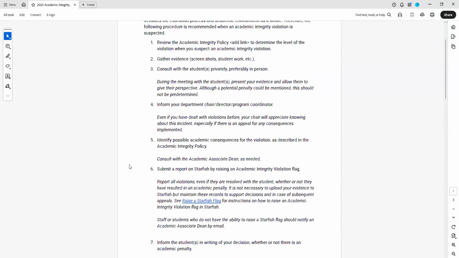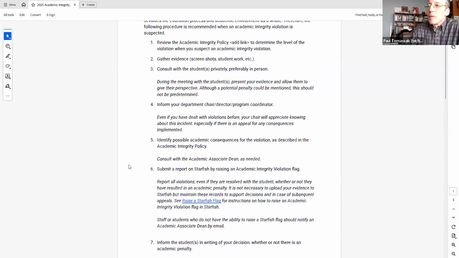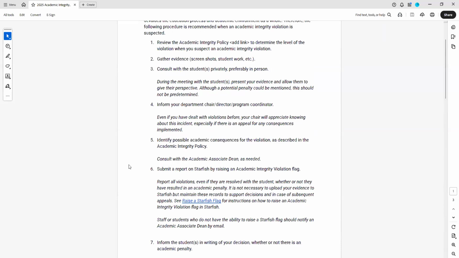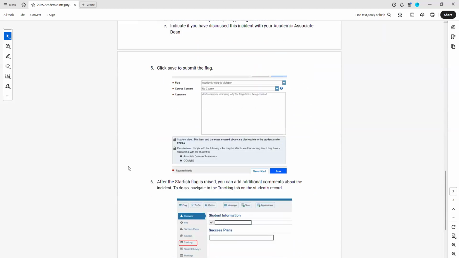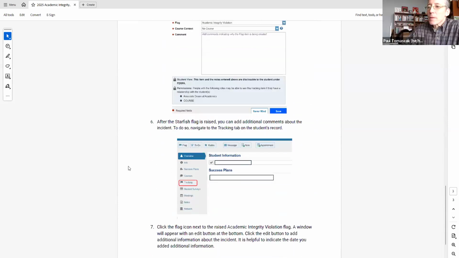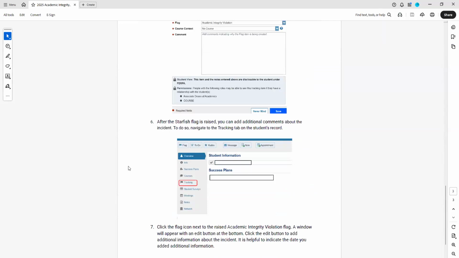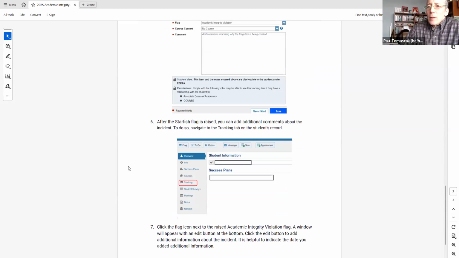I have a question. Go ahead, Michael. For number 6, after the Starfish flag is raised, you can add additional comments about the incident. Does that include also additional comments about the student's behavior since the incident, or should that be handled under the other Starfish flags for progress and academic progression or performance in the course?